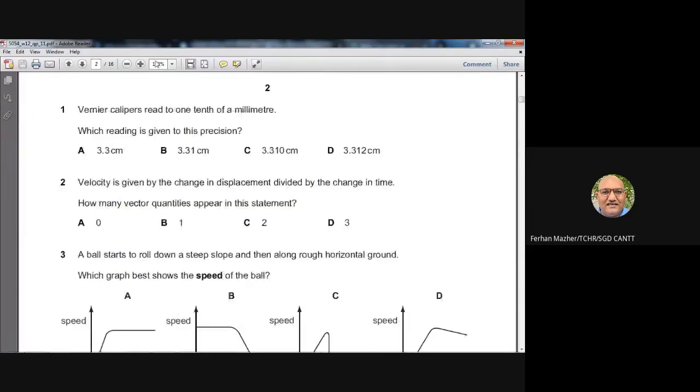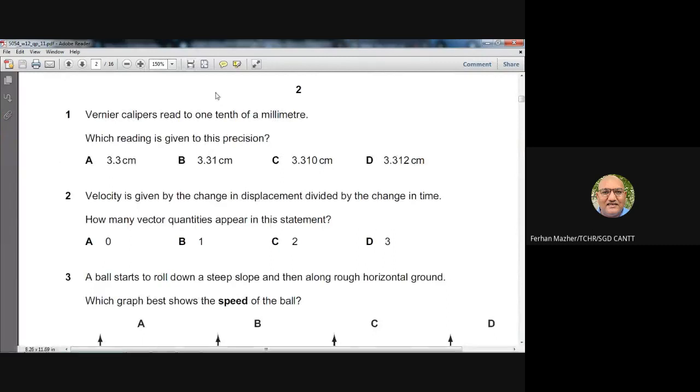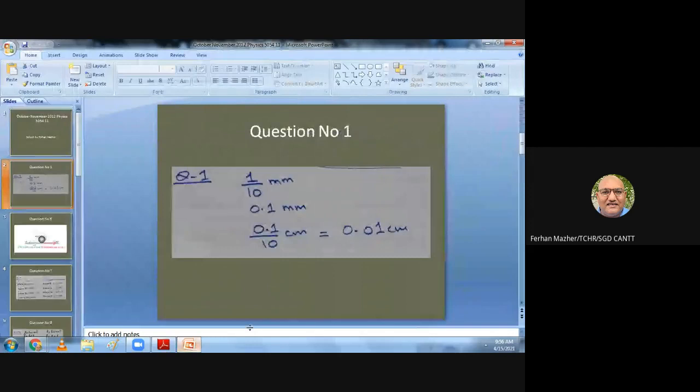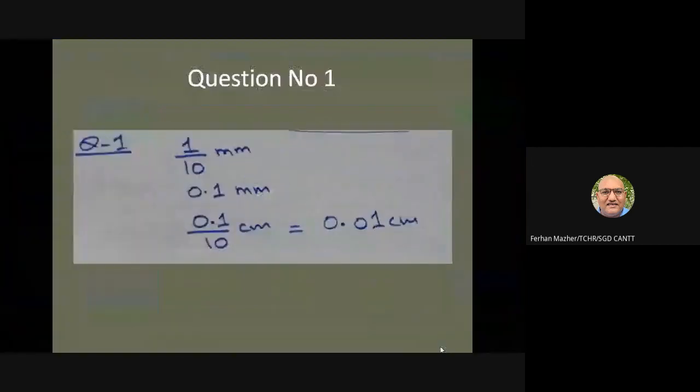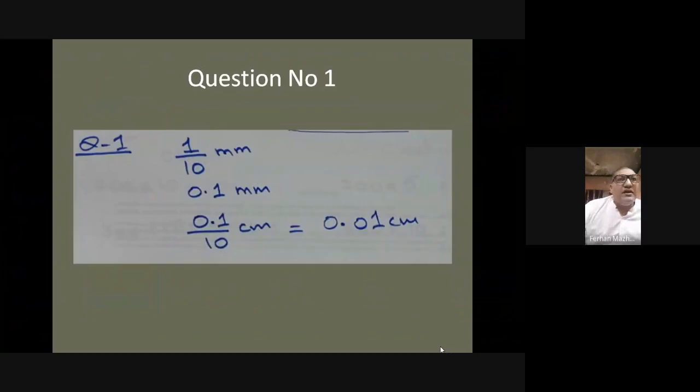The first question which is showing on your screen: vernier calipers read to 1/10 of a millimeter. Which reading is given to this procedure? He's saying 1/10 of a millimeter. Let me show you what is the meaning of 1/10 of a millimeter. So 1/10 of a millimeter, in decimals, will be 0.1 millimeter. If I convert this millimeter into centimeter, I will have to divide it by 10, so 0.01 centimeter. The options given in the paper are in centimeters.